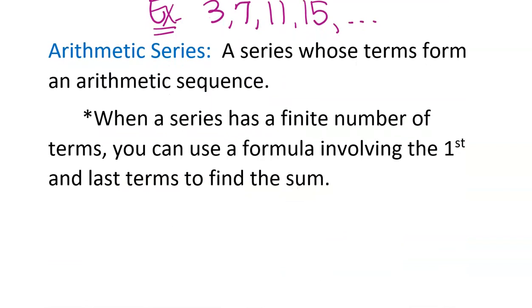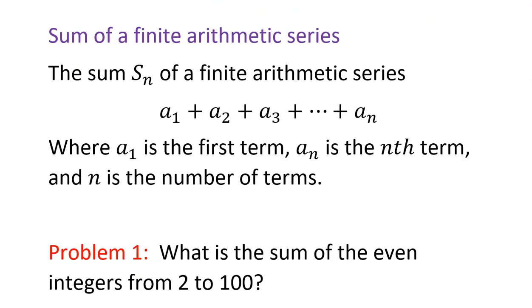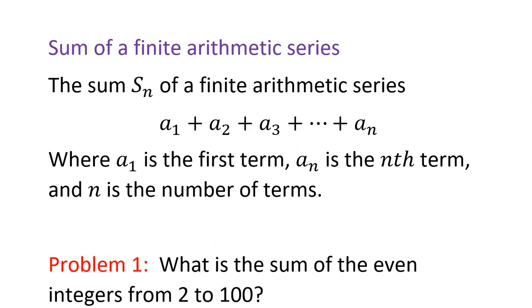An arithmetic series is a series whose terms form an arithmetic sequence. When a series has a finite number of terms, you can use a formula involving the first and last terms to find the sum. Here's the definition box on that page. The sum of a finite arithmetic series. The sum S sub n of a finite arithmetic series.